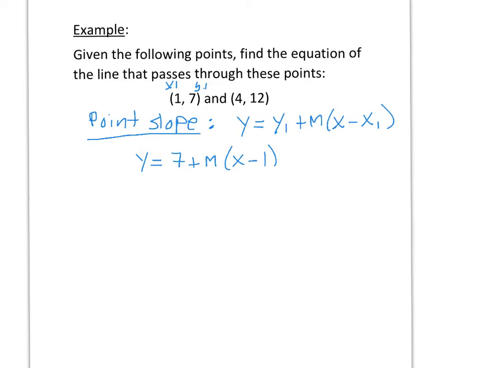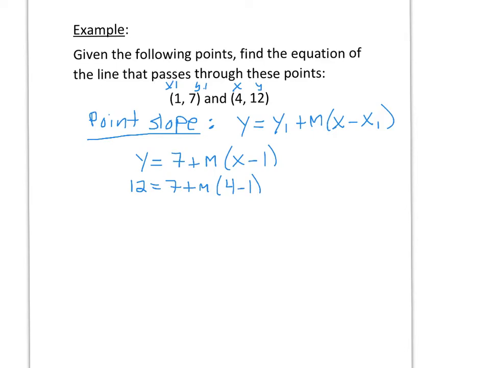Well, that's where the second point comes in. I can now plug in my second point for x and y in this equation, and then I'll be left with just m to solve for. So y, well, our second y is going to be 12, equals 7, plus m, which we don't know, times, and then my x, well, the second x I have is 4, so 4 minus 1.